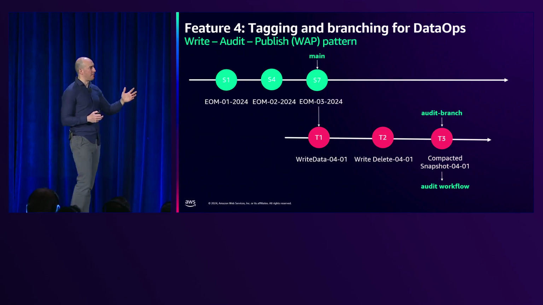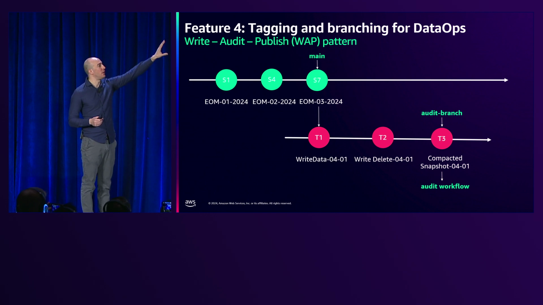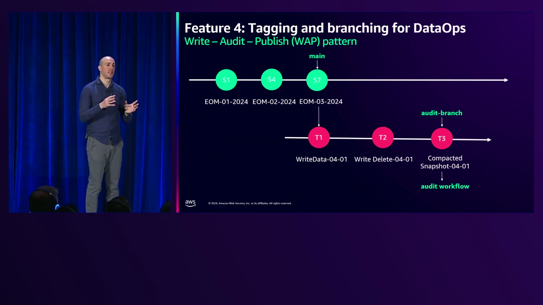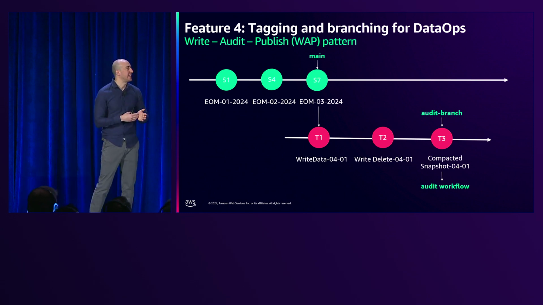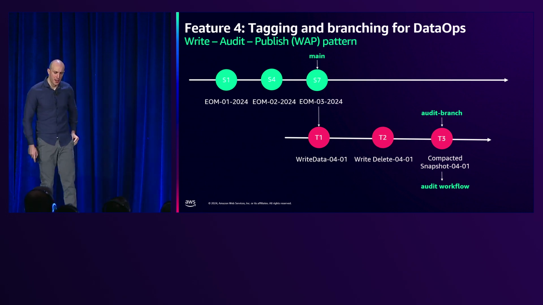Now, a possible use case for this is auditing. For example, we take the original table, we spin it off to a different branch, we delete all the columns that the auditor cannot and should not have access to, we compact the data, and now an audit can happen.